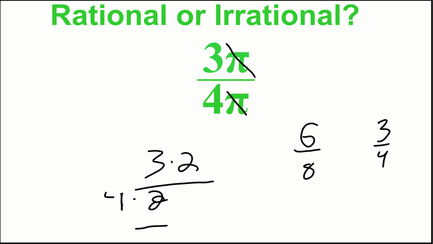It's the same idea with pi. When we've got times pi and times pi on the top and bottom, we can just cancel them out. That makes sense? So that would make this one rational. That's like the one time where if you see pi in it, it would be rational. Almost every other time you see pi, it will make the thing irrational.